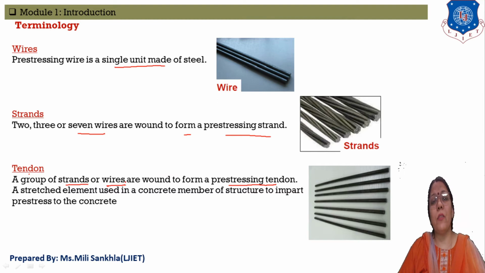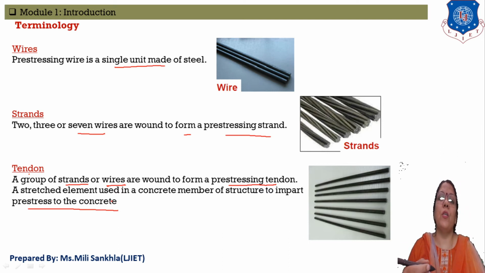Now what is the work of tendons? A stretched element used in a concrete member. In the first definition we already studied that tendons are stretched materials that we use in prestressed concrete. A stretched element used in a concrete member of a structure to impart prestress to concrete. These tendons are used to transfer prestress to another material.